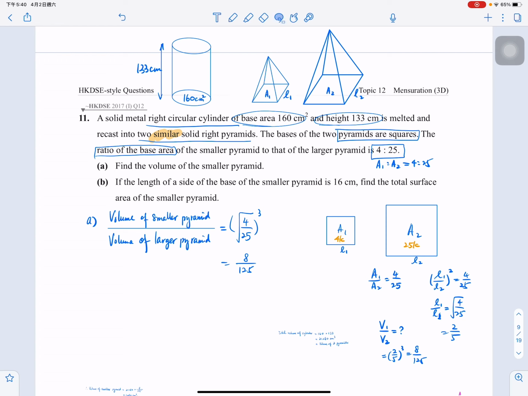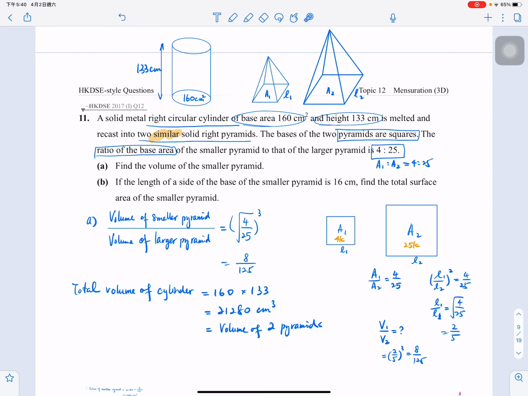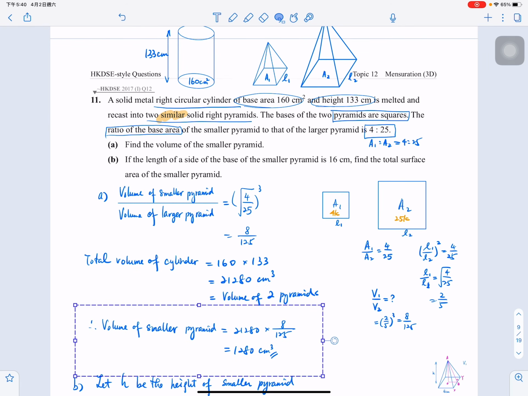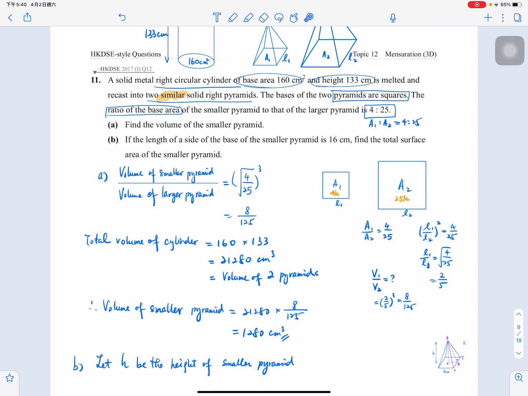Yeah, we need to find the total volume of the cylinder first. So this one, base area 160 times 133. So you know that this one is 21280. Okay, this one is the volume of 2 pyramids. And lastly, the volume of the small one equals this, 21,280 times 8 over 125, okay, 8 over 125 plus 8.